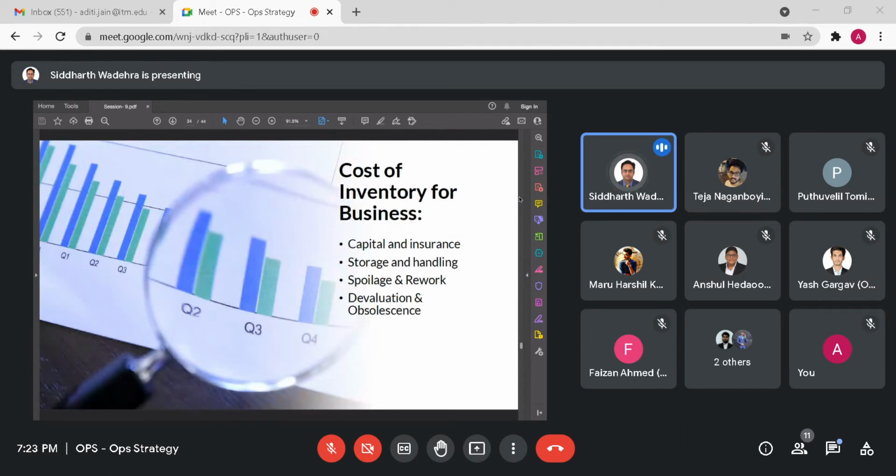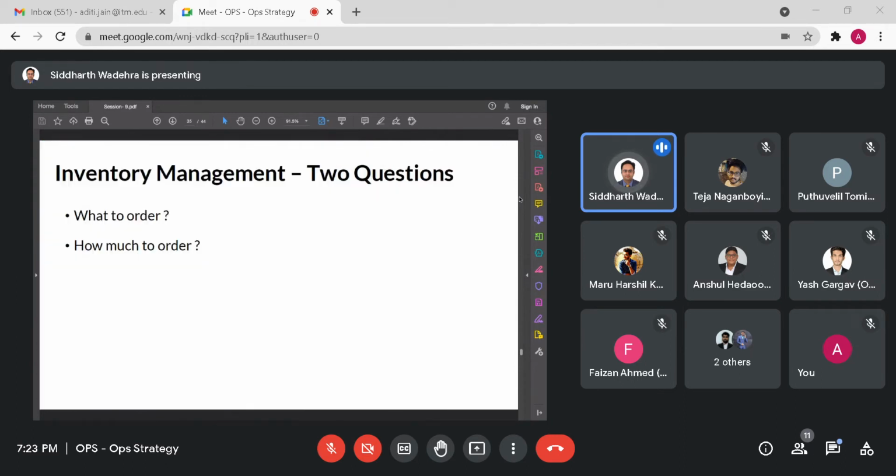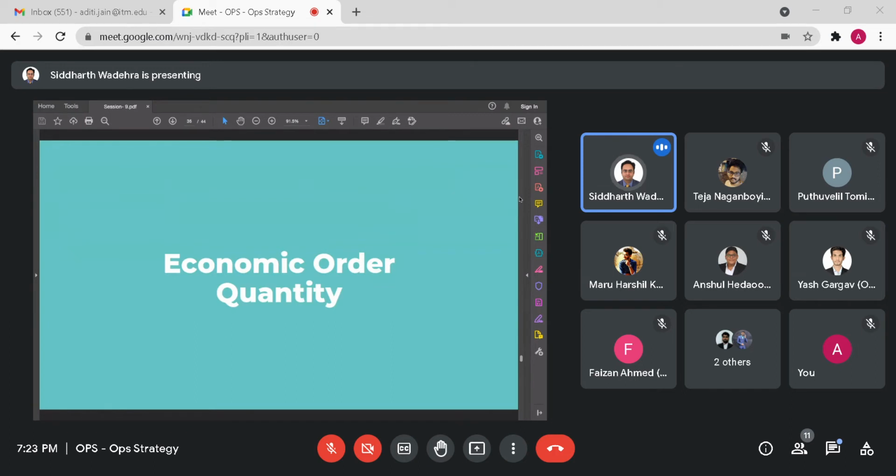We looked at the cost of inventory for businesses, and where we had stopped was how much to order and what to order, which we will start with from today, which is really the economic order quantity. We had, I think, touched on economic order quantity, but we never really went into details.